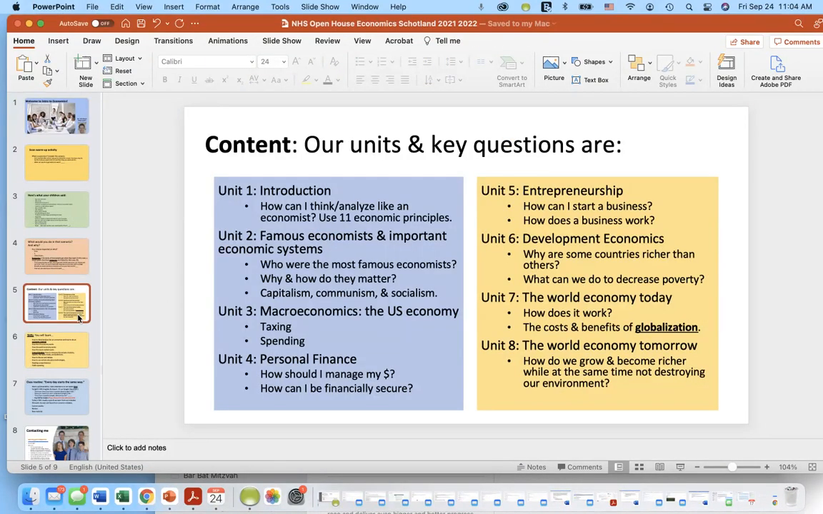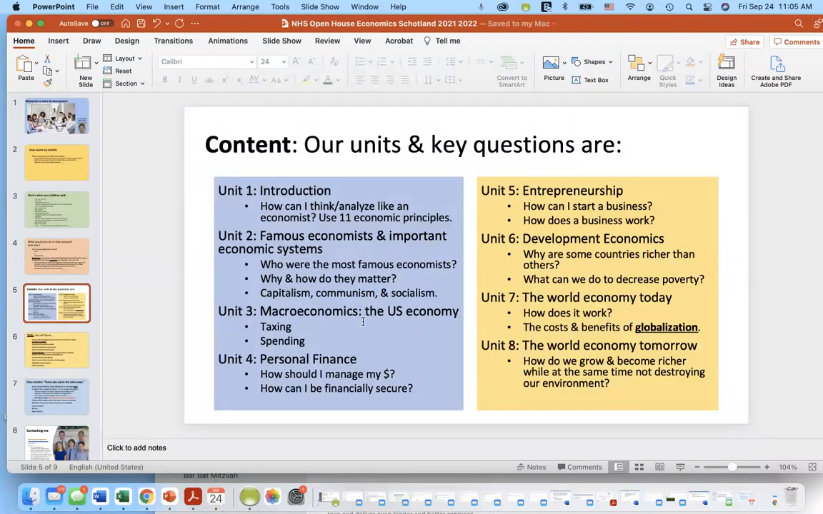As for our content, our key units and key questions are as follows. In the introduction unit, we learn how can I think and analyze like an economist, and I teach the students 11 economic principles. Unit 2, we look at 10 famous economists and important economic systems. Who are the most famous economists? Why? And we look at capitalism, communism, and socialism.